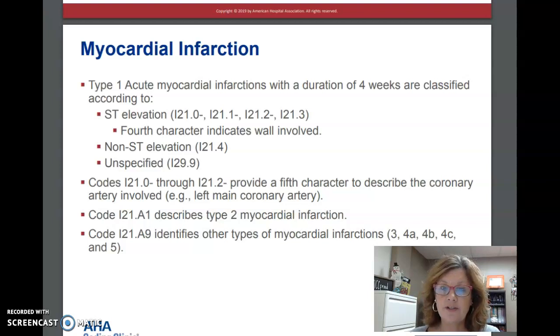The fourth character, this is very important, indicates the wall involved. If you are coding and you have the information, you should know the wall involved. Okay, so I don't want to see a 9 there for unspecified. Now a non-ST elevation is an I21.4. So make sure you read up on the elevations and again for your MIs.